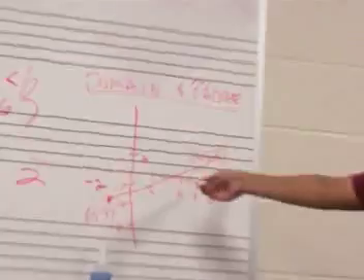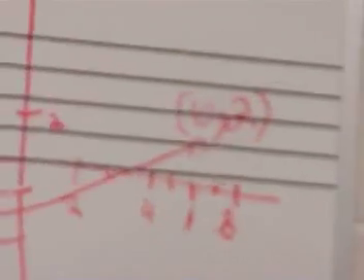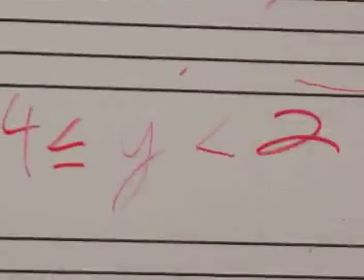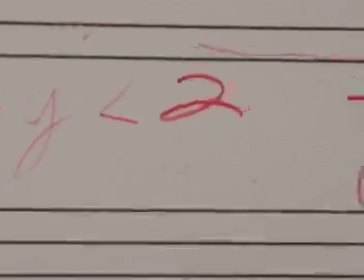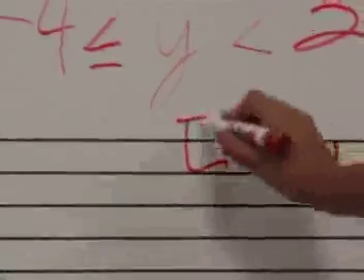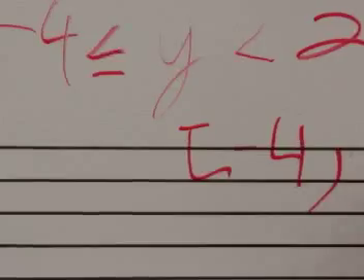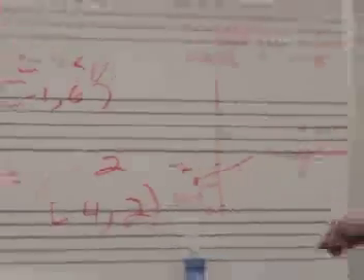Next, since this is an open dot, it is exclusive. Therefore, it is a less than sign. And the other way to write this, just like up here, would be -4 with the bracket, comma, 2 with the parentheses. You now know domain and range.